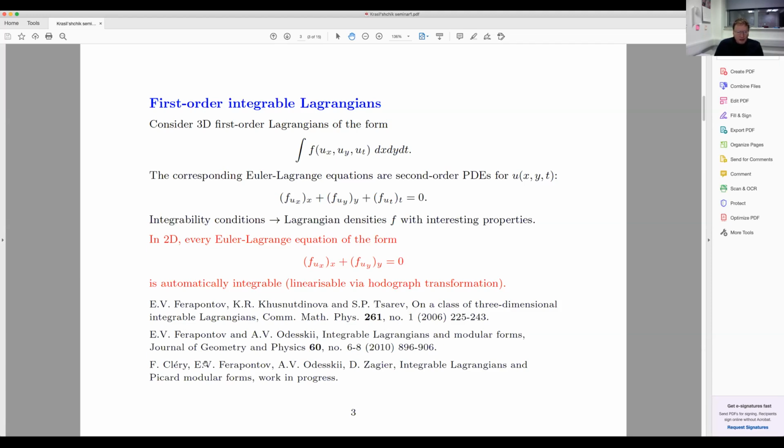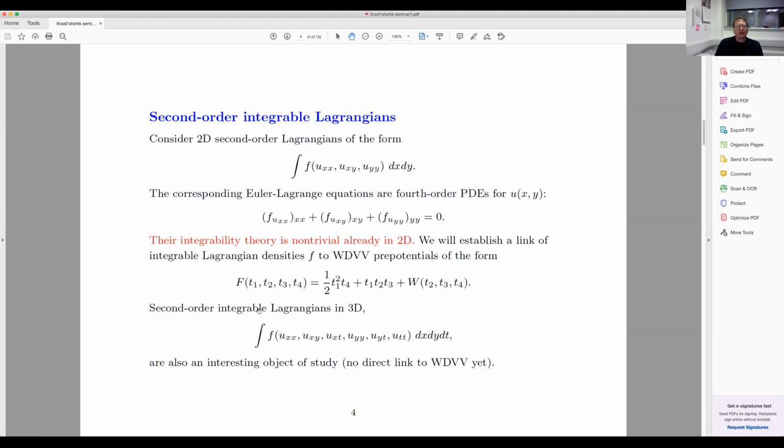All right, these are second order Lagrangians. They have this form. The Lagrangian density this time depends on second order derivatives of some function u of x, y, and only second order derivatives of this function are present in the Lagrangian density. So it's a 2-dimensional system because we have only 2 independent variables, x and y.